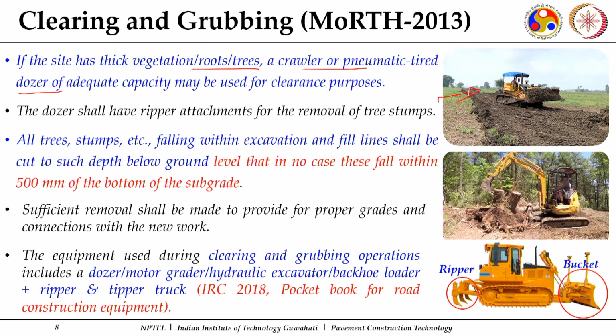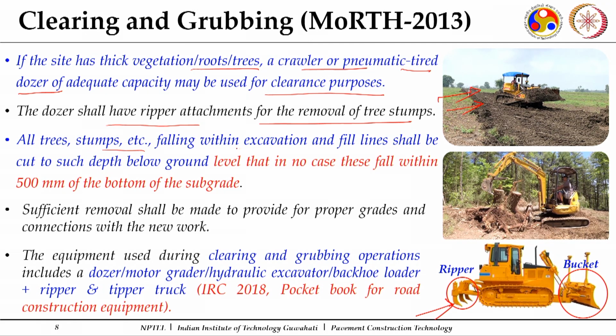It can be a crawler type or a pneumatic type, depending upon the site conditions and the soil conditions. One of adequate capacity can be used for clearing purposes. See, this crawler is clearing the existing site. It is doing the cleaning and grubbing exercise. And the dozer shall have ripper attachments for the removal of tree stumps. You can see this is the ripper attachment, which helps us remove any tree stumps or any organic matter which is present.